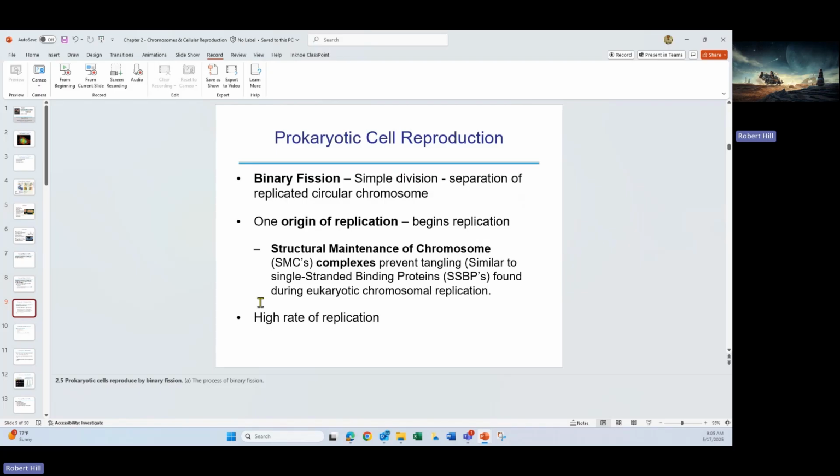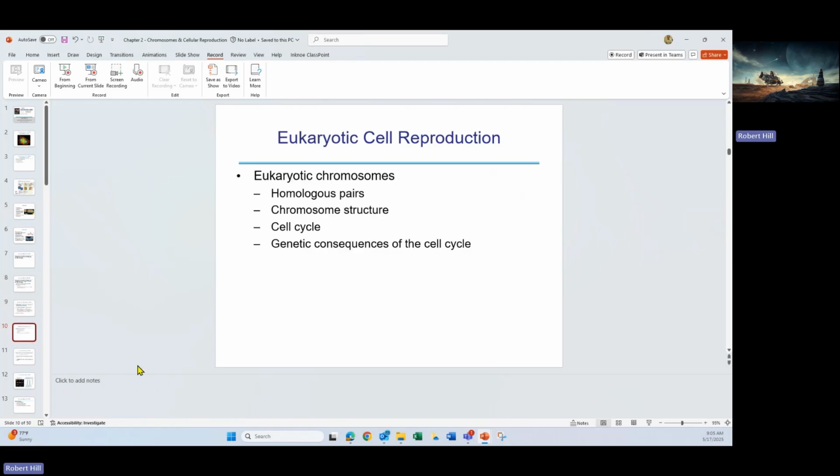Prokaryotes also, because this is a very simple process, can copy very rapidly. They have a very high rate of replication. In 12 hours, you can have billions of bacteria in a single culture, because they replicate so quickly.